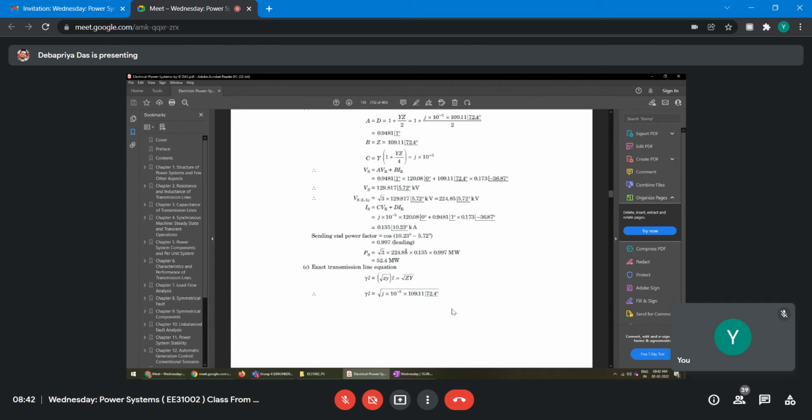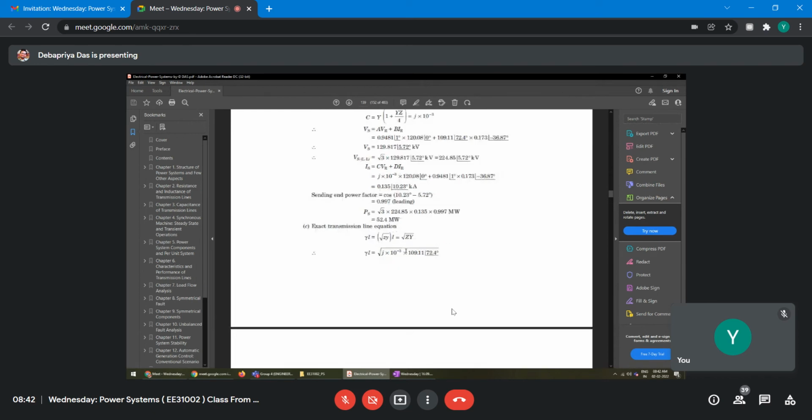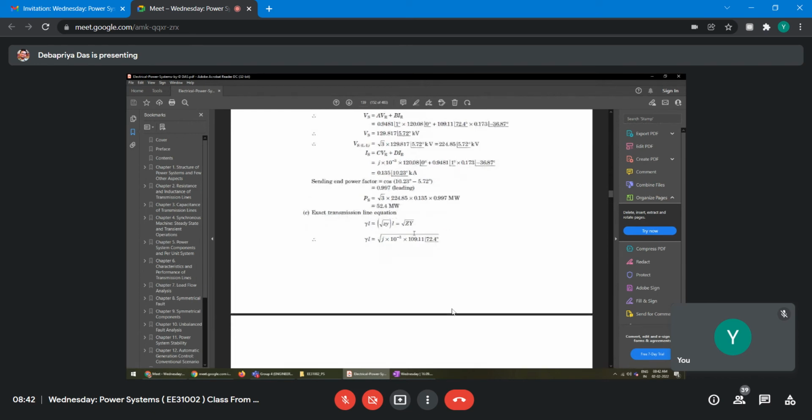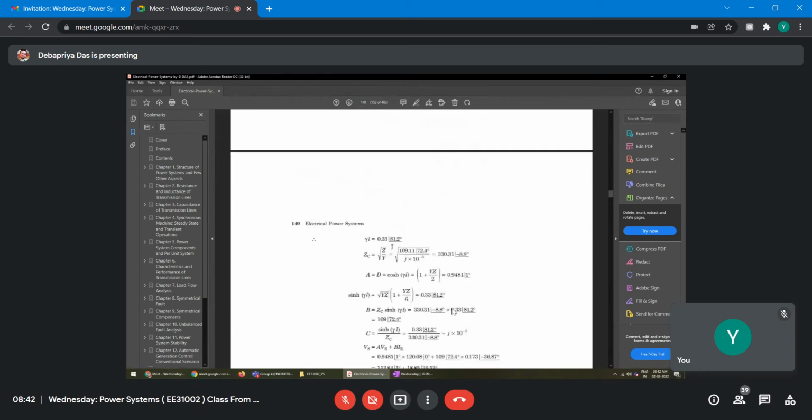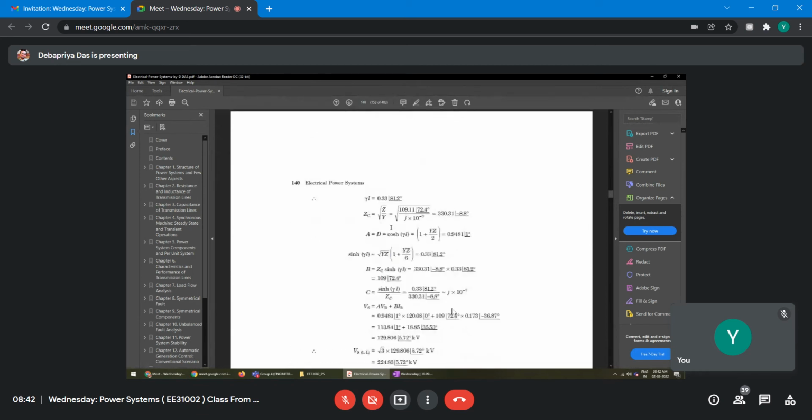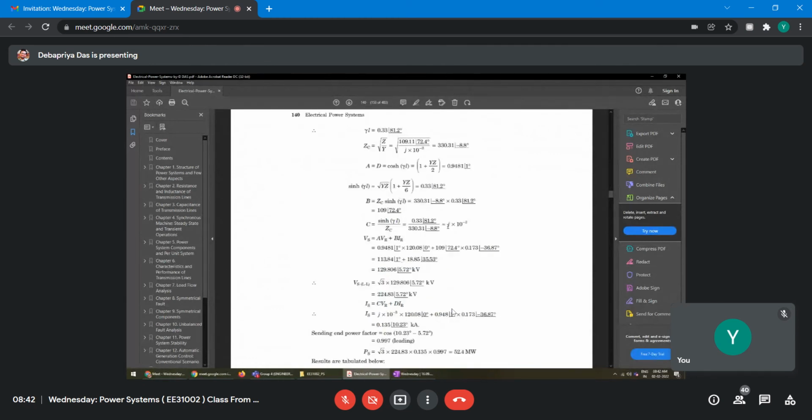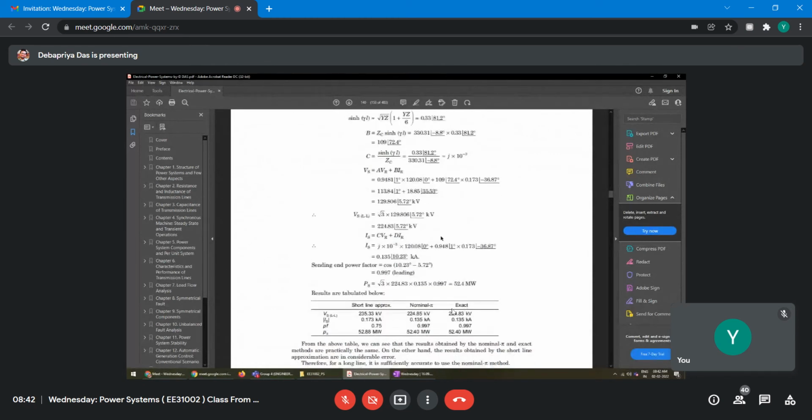Now, if you do the exact transmission line equation, this gamma L, everything you compute, whatever formula is given, you compute, right? Here the computation will be slightly more, with cos hyperbolic, sine hyperbolic, all these things will come. All these parameters and formulas are given, you compute. If you do so, then you will get the IS, IR, power factor, everything.